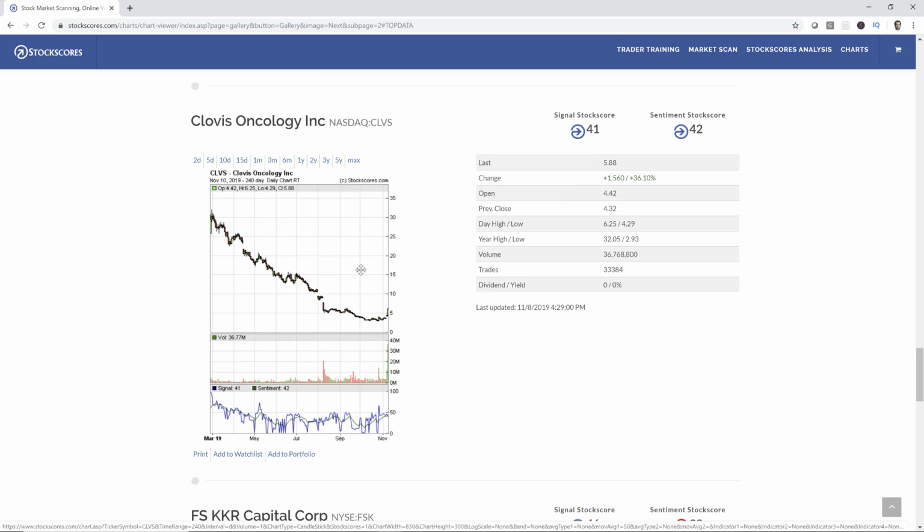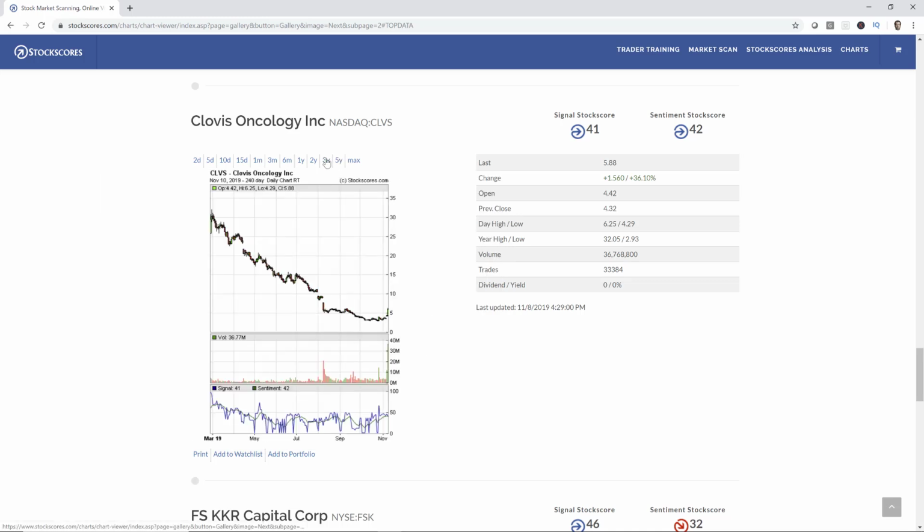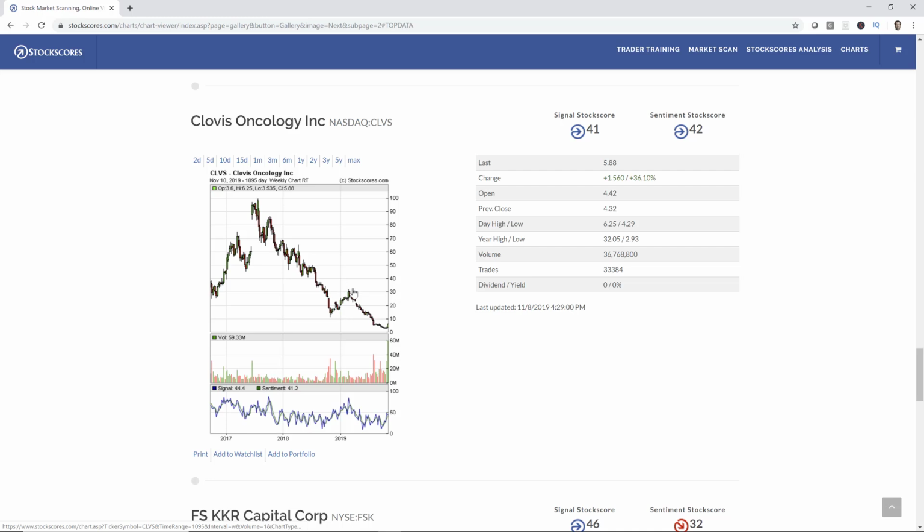Here's the one that I like, though. This stock traded huge volume on Friday. You can see on the daily chart coming alive, and you can see the real strong volume spike. And then when I look at that 3-year weekly chart, I also see that it's broken that downward trend.